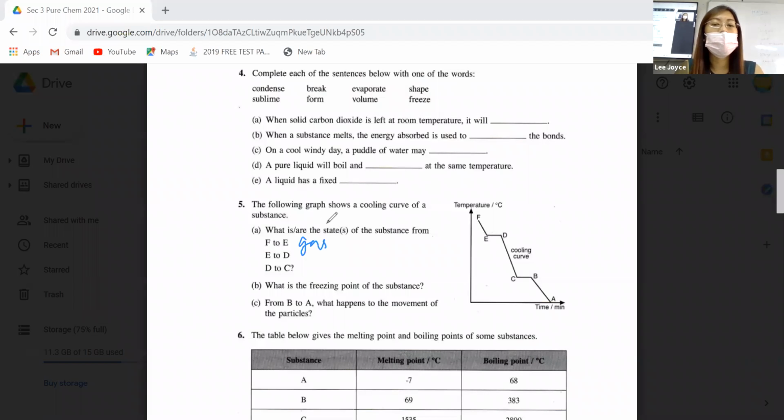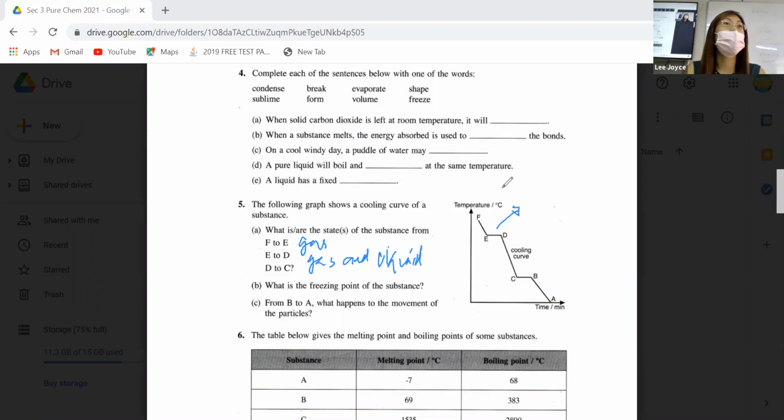What about E to D? What is that process called? Correct, condensation. And during condensation, there'll be a mixture of the gaseous and the liquid state. So gas and liquid are present. Temperature for which one? Good question.